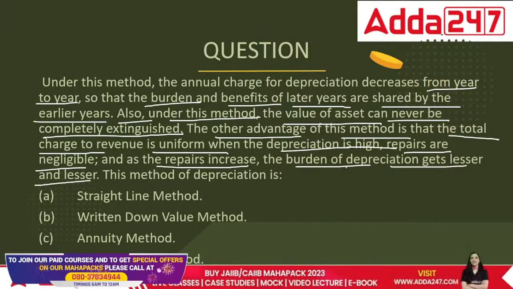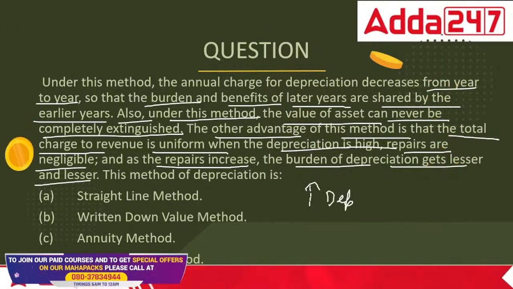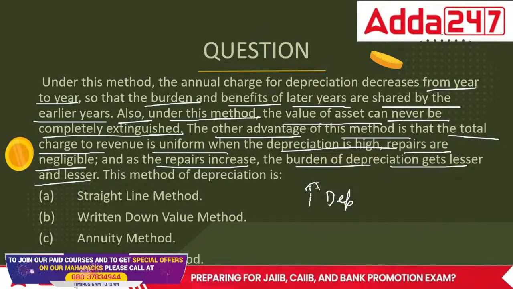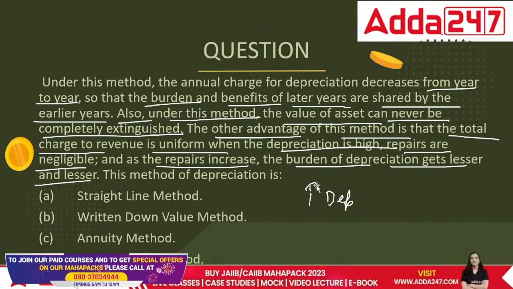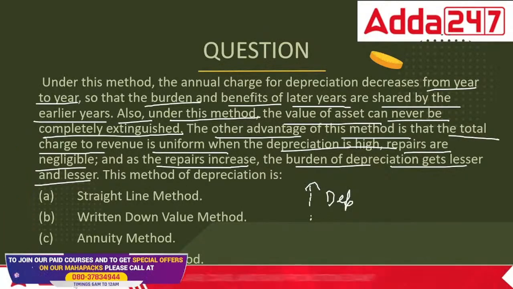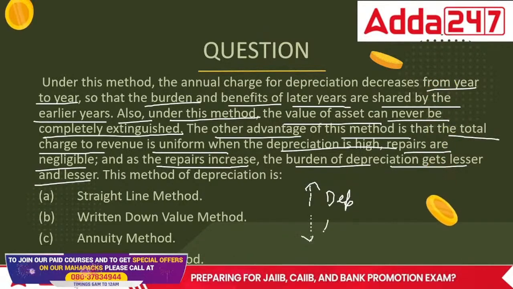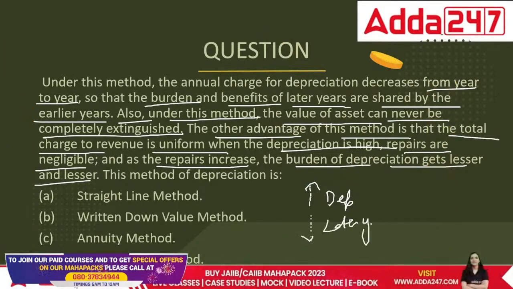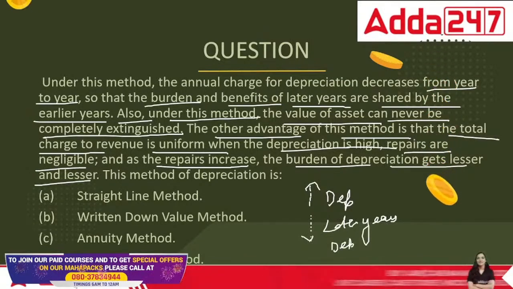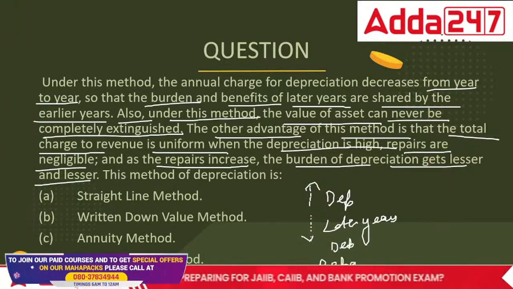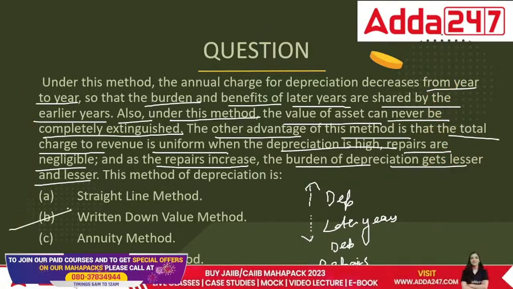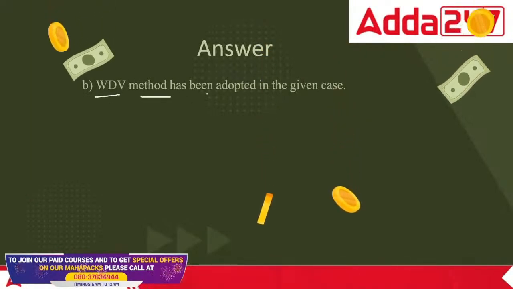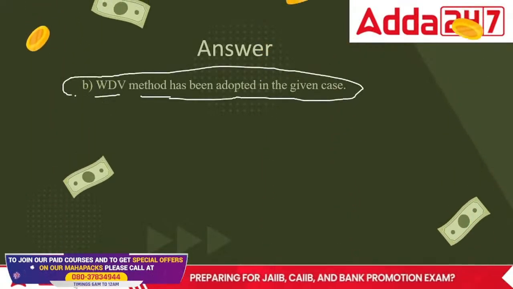In this case, what's happening is that in the beginning years there is more depreciation, and after that what will happen? In the initial years we have more depreciation, and in the later years depreciation goes on falling, but at the same time we record repairs. So in this case the correct answer would be WDV. It's also called the written down value method, which has been adopted in the given case.